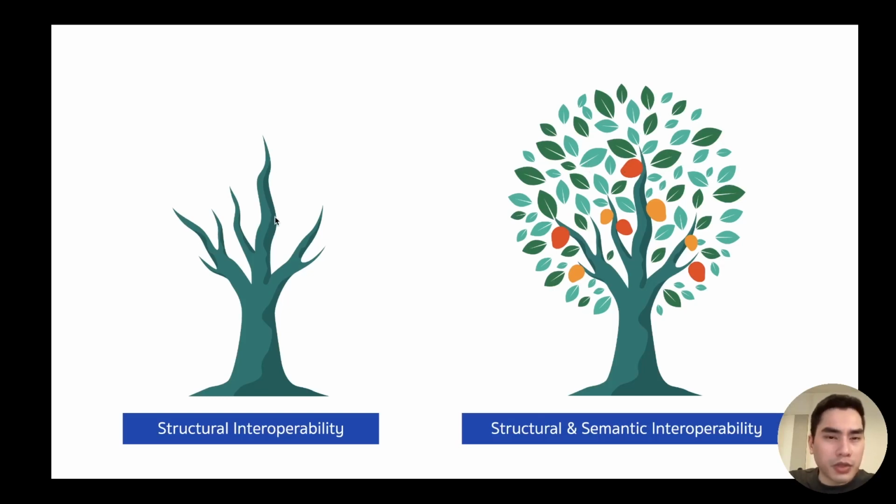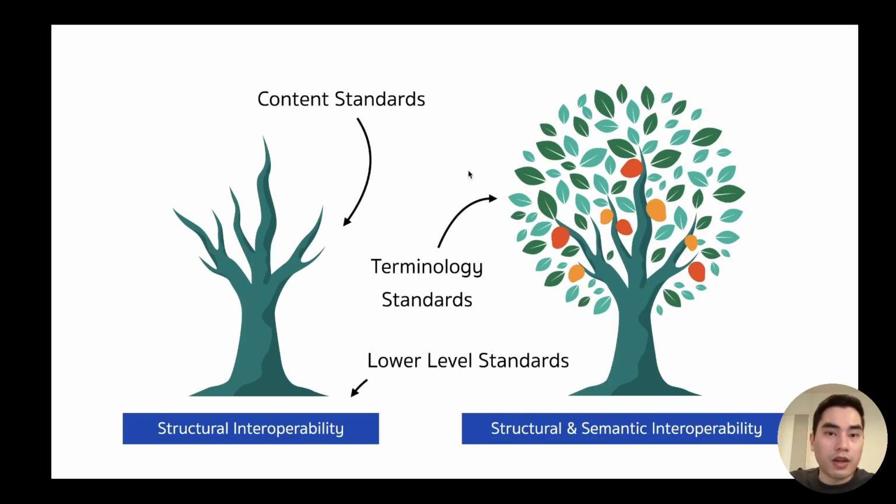It is a tree, but it's not a complete tree. It cannot convey all the information. If we use structural and semantic interoperability, it will become a complete tree. And we require a lot of standards to achieve this.